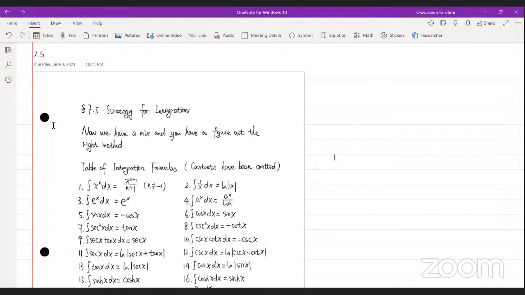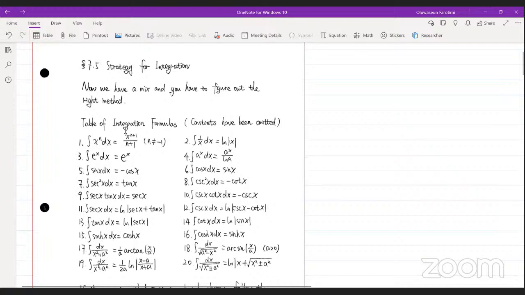This is actually 7.5, and 7.5 kind of seems like the summary of the whole procedure. In chapter 7 of the textbook, we studied techniques of integration, right? We had looked at trigonometric integrals, integration by parts, trigonometric substitution. We've looked at the idea of partial fractions. We've looked at these things in the past. And 7.5 kind of brings everything together, okay? So 7.5 is about strategy for integration.